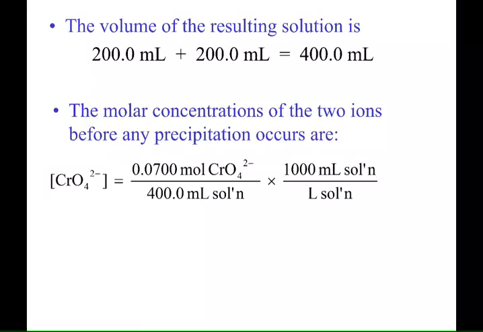So going back to the chromate, we take the moles we came up with, 0.0700 moles, and divide it by the volume, 400.0 milliliters. That will give you moles per milliliter, but you need moles per liter. So go ahead and introduce a term, 1,000 milliliters over 1 liter, and that will get you to molarity. Round to 3 sig figs, I get 0.175 molar. Phew, so that's what we're going to plug into our QSP.